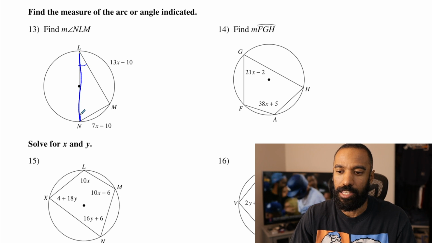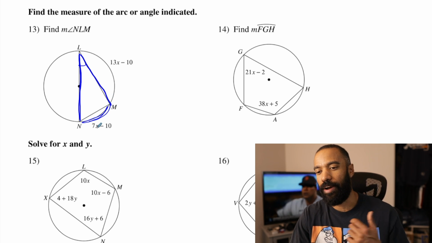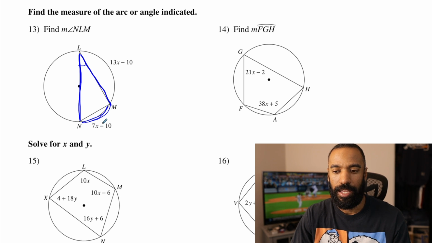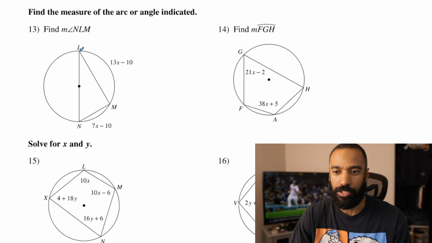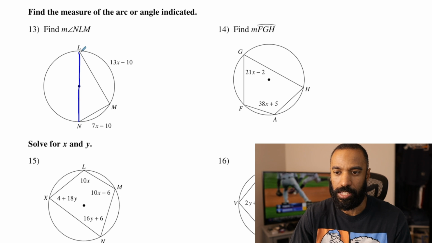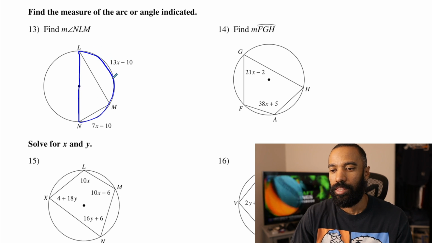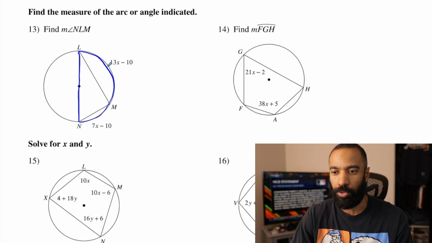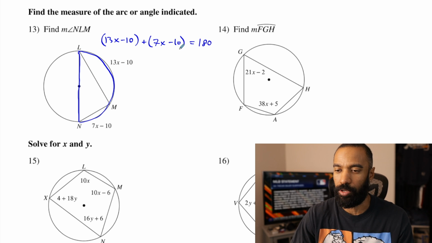So LNM is the inscribed angle with this intercepted arc right here, 7x minus 10. If we find out what x is, we can substitute it into here, take half of it, and we will get the angle. We've got to find x first. Now, in order to find x, there's this diameter right here, which makes this the semicircle LMN. It's exactly that, a semicircle. These add to 180 degrees total, this arc and this arc right here, or the whole semicircle. So if I take 13x minus 10 and add it with 7x minus 10, I will get 180, because of the semicircle nature.